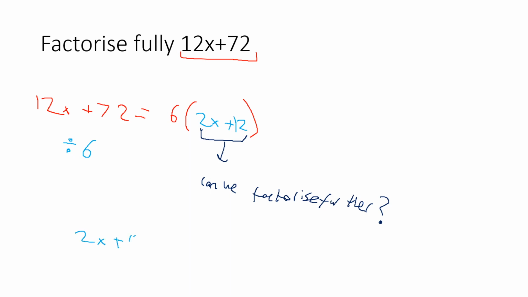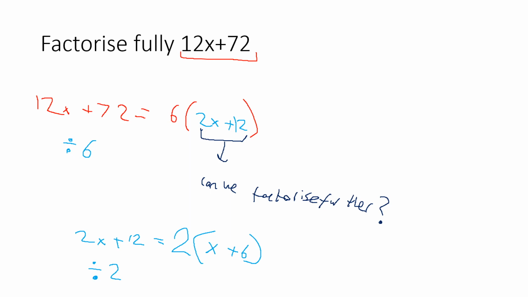2x plus 12 is the same as what? What's the highest common factor of these two numbers? Well, they're both even, so it has to be 2. So again, we're going to divide both sides by 2, aren't we? So what's 2x divided by 2? 2x divided by 2 is x. What is 12 divided by 2? 12 divided by 2 is 6.